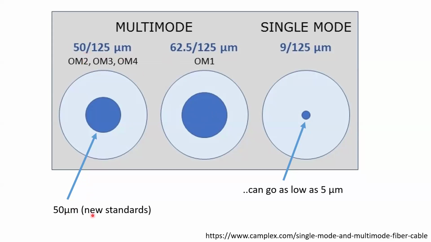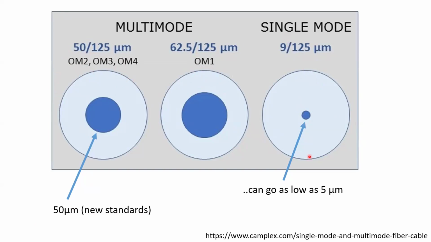So typically that's the new standard, 50 microns multimode. Now OM1, which is optical multimode 1, 2, 3, and 4, it's the order that they were made. So OM1 was made first. Then the engineers would work on the technology and come up with something better, and they would call it OM2. Then they would come up with something a little bit better, and OM3. So that's how it goes.